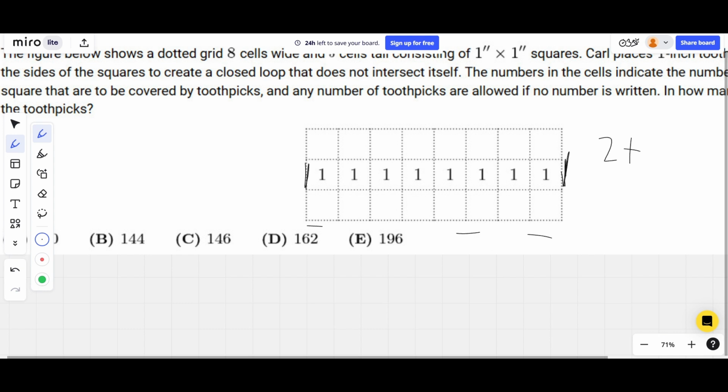Right. So two loops. And then for the first case, assume that we have toothpicks here and here. And then assume we go like this, right? Because we already have a toothpick here, so we can't cover it. So if we have a loop like this, then how many loops can we create in this scenario?